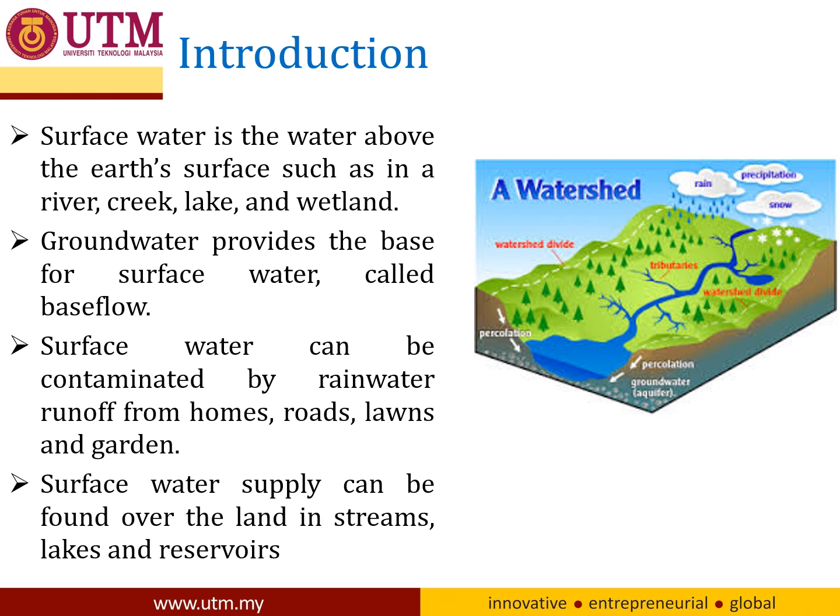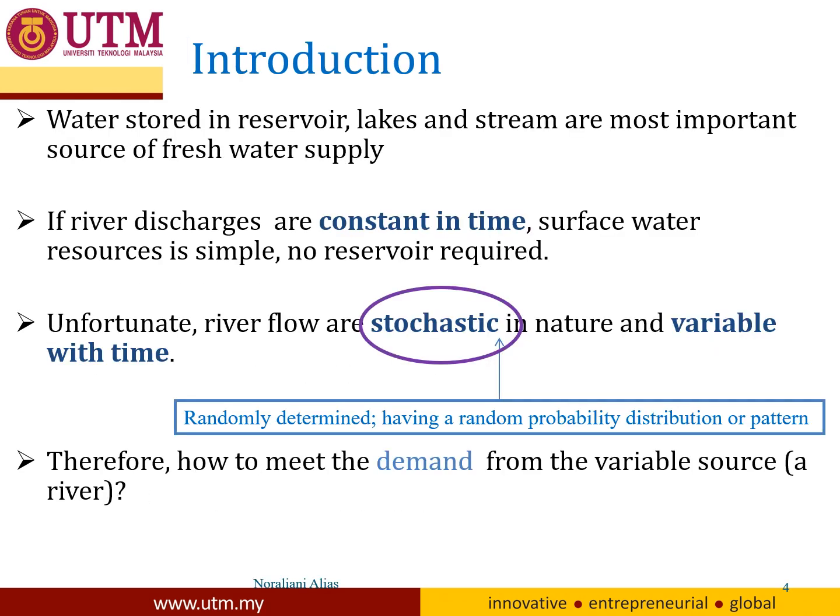So for this chapter, it's more on surface water supply, on water supply. Usually we take water supply from streams, lakes, and even reservoirs. So the most important sources of fresh water supply are usually reservoirs, lakes, and streams. Stream is river. Okay, stream is the same as river.